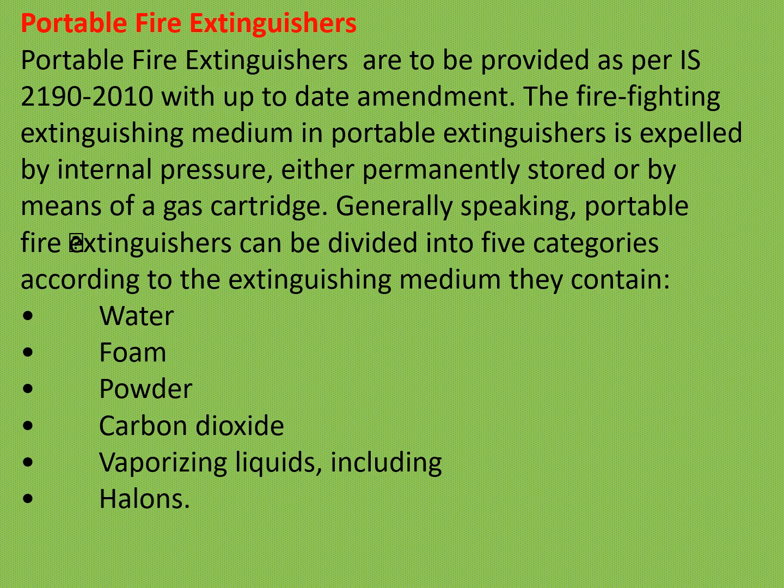Generally speaking, portable fire extinguishers can be divided into 5 categories according to the media they contain. The first one is water, second foam, third dry powder type, fourth carbon dioxide systems, fifth vaporizing liquid, including sixth, halogens.